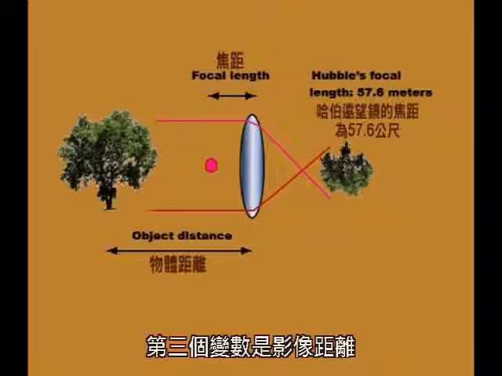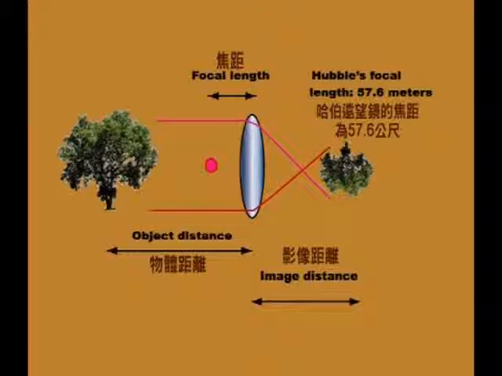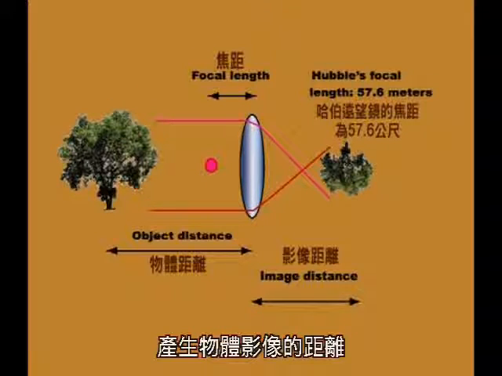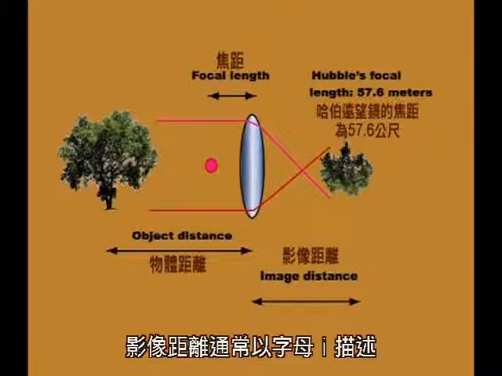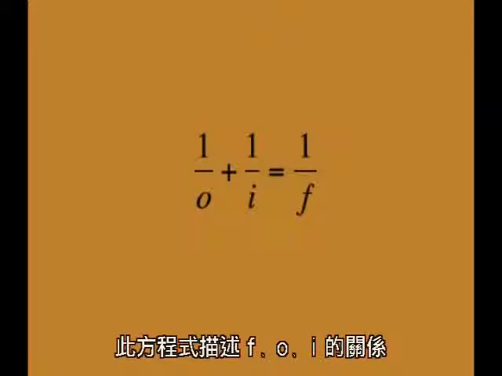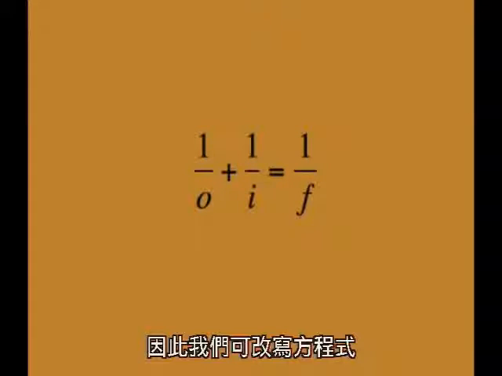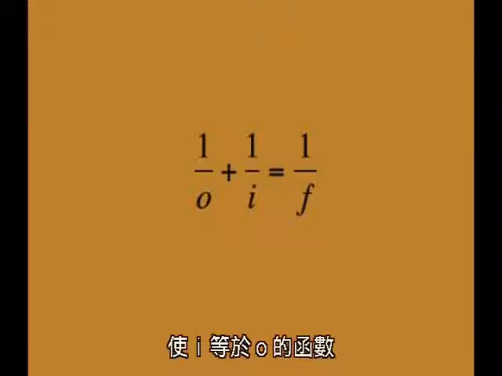The third variable is the image distance. This is where the refracted light from the lens produces an image of the object. The image distance is usually described with the letter I. This equation describes the relationship among f, o, and I. For the Hubble, the focal length is a fixed quantity, so we can rewrite the equation such that I is a function of O.